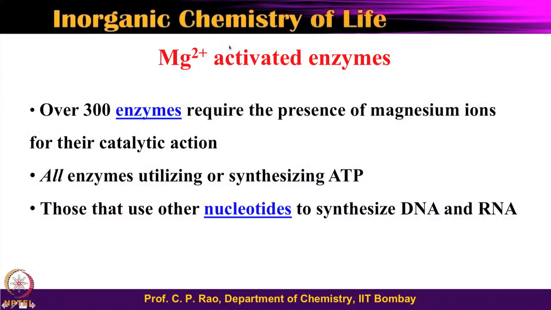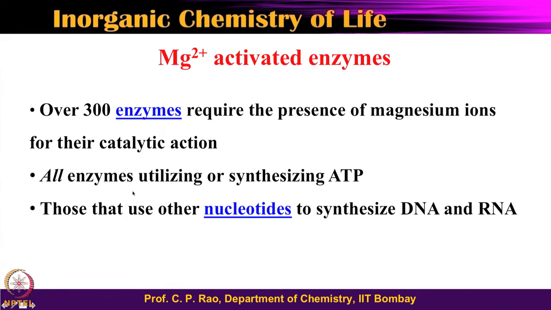Let us look at alkaline earth ions. What are the important alkaline earth ions? Magnesium, and also calcium. If you look at the magnesium situation, we have seen that the magnesium concentration is about 15 millimolar in the cell, and it is about 2 millimolar for calcium. So, magnesium is quite prevalent in various ways. There are 300 enzymes which require the presence of magnesium ions for their catalysis. In some way or the other, magnesium ions are important there.